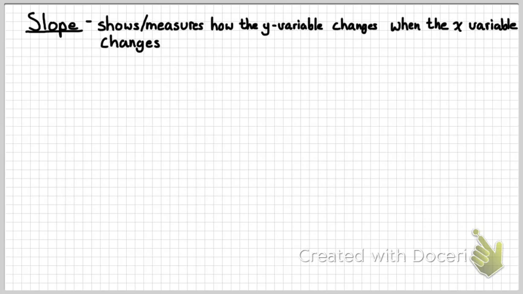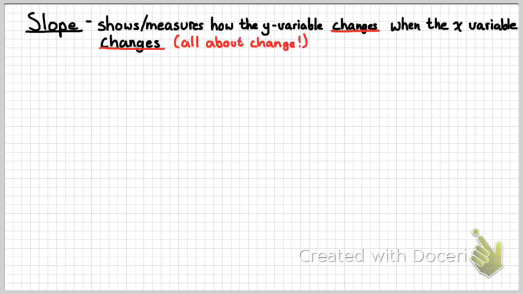Next thing we're going to talk about is slope. The purpose of finding the slope of a graph is the fact that it shows us how the y variable changes when the x variable changes. The steeper the slope is, the more change in the y variable for every incremental change in the x variable. The key thing here is change.